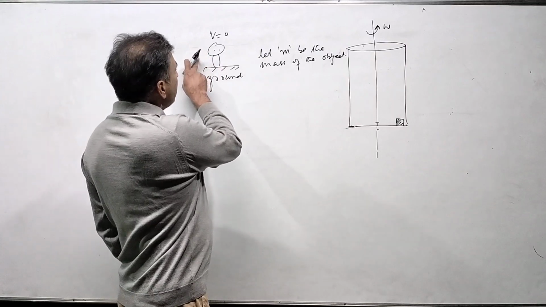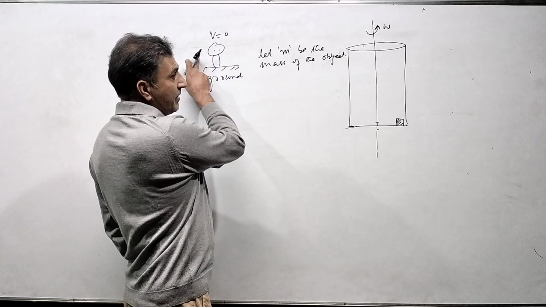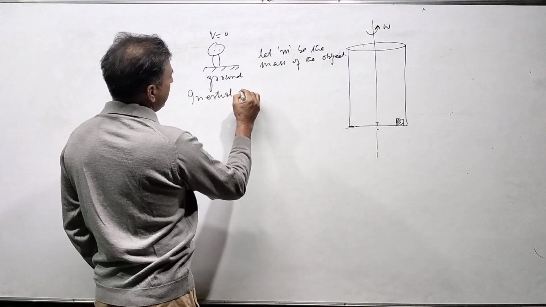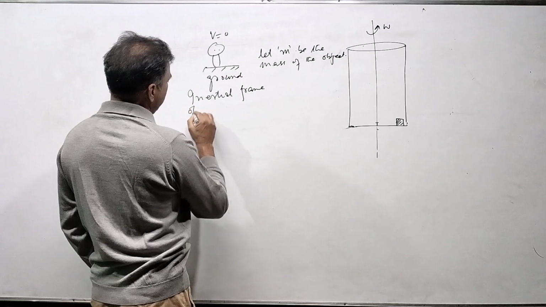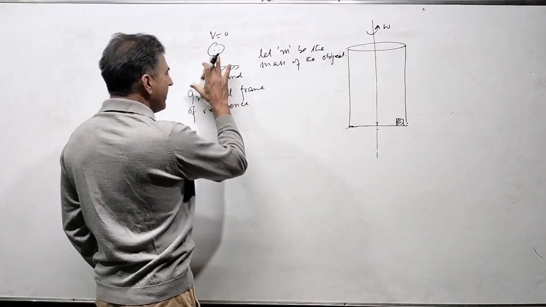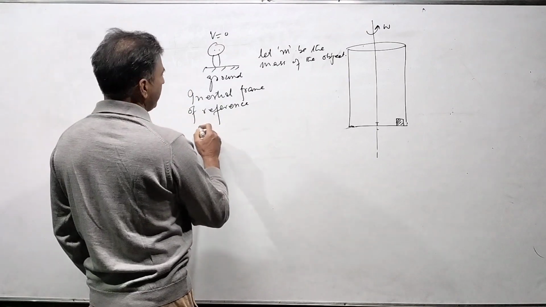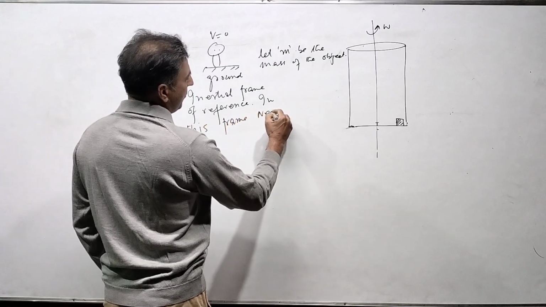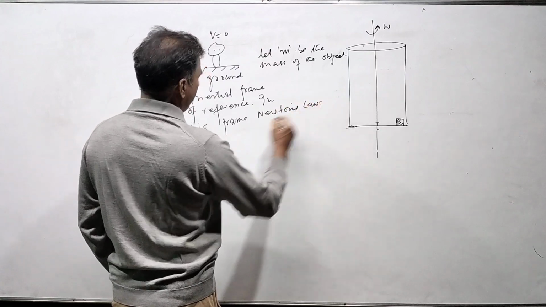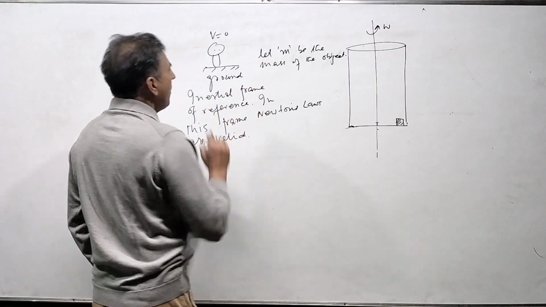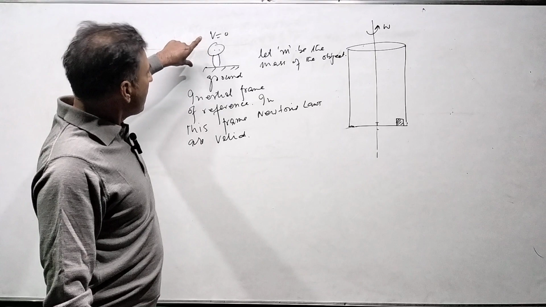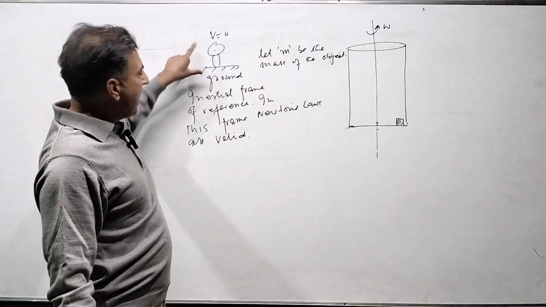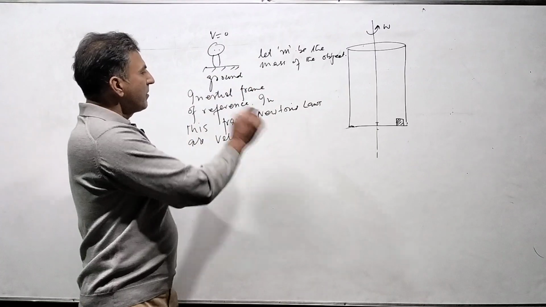Now, let me ask this person. This person is an observer in the inertial frame of reference, where Newton's laws are valid. In his frame, Newton's laws are valid.